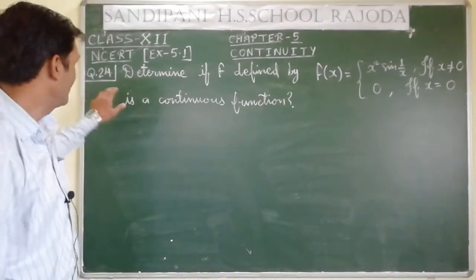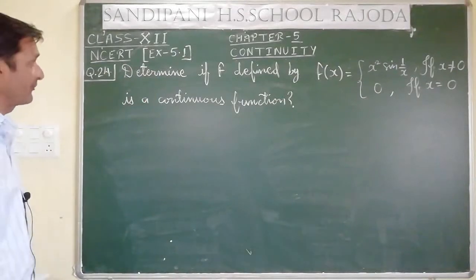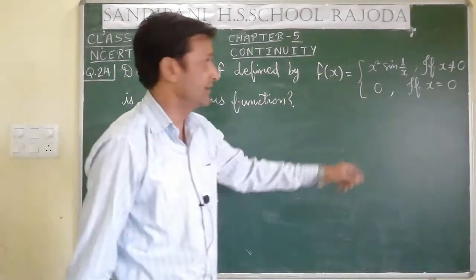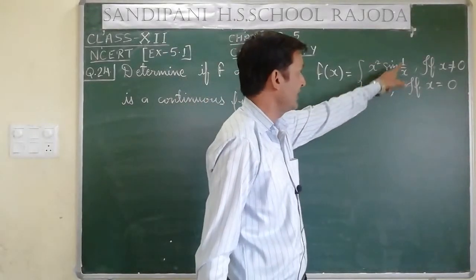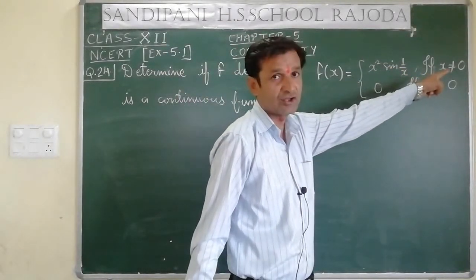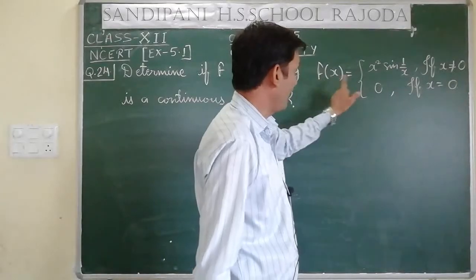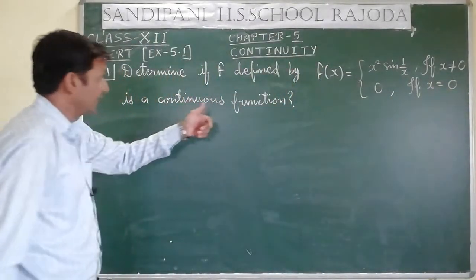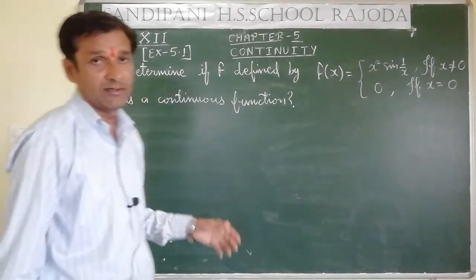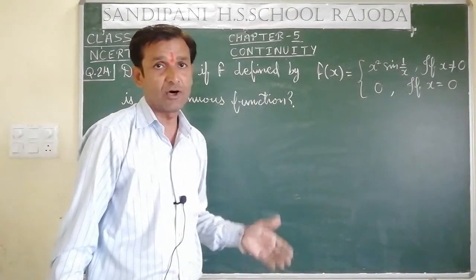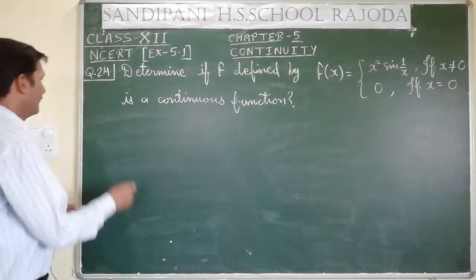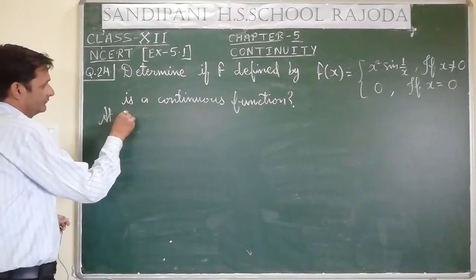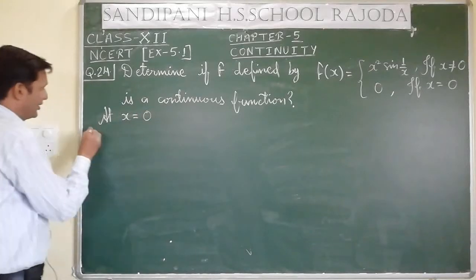Here question number 24 of exercise 5.1 only. Determine if f defined by f of x is equal to x square sine 1 by x if x is not equal to 0, and f of x is equal to 0 if x is equal to 0 is a continuous function. Means we have to find that it is continuous or not. So for that, at x is equal to 0, continuity test.